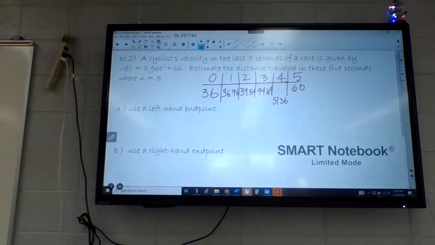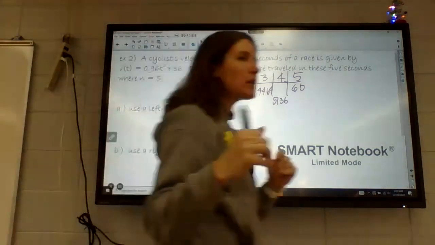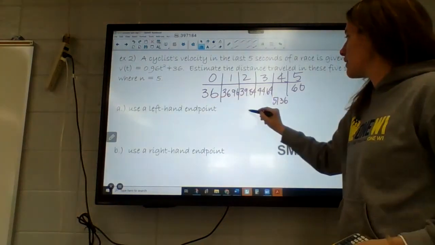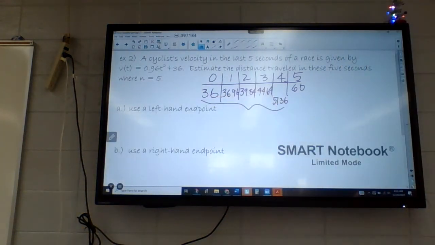Now this time, do we have to multiply by anything? How wide are the rectangles? 1. They're just 1. So we don't have to worry about multiplying by anything. We're going to do the left-handed endpoint and then a right-handed endpoint, but then we're going to talk about why one is actually a little bit better than the other in this case. So for our left-handed endpoint, we're going to look at the table, and you might be able to tell why one is better than the other just by looking at it, I'm hoping.